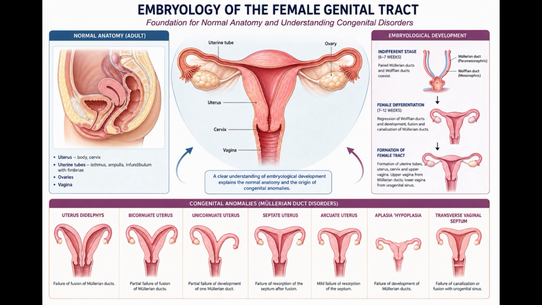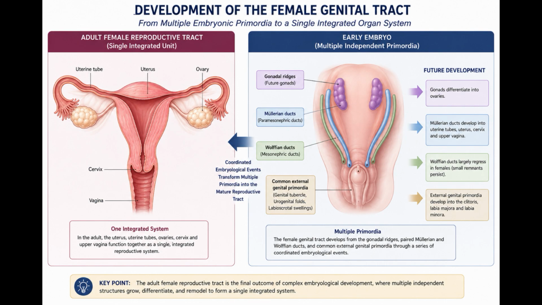The embryology of the female genital tract forms the foundation for understanding both normal anatomy and many congenital disorders encountered in clinical practice. Unlike the adult reproductive system, which appears as a single integrated unit, the female genital tract develops through a series of coordinated embryological events involving the gonads, paired duct systems, and external genital primordia.